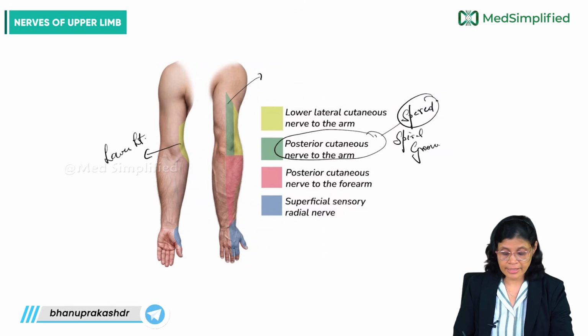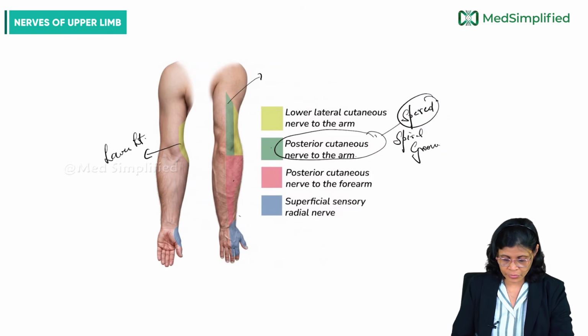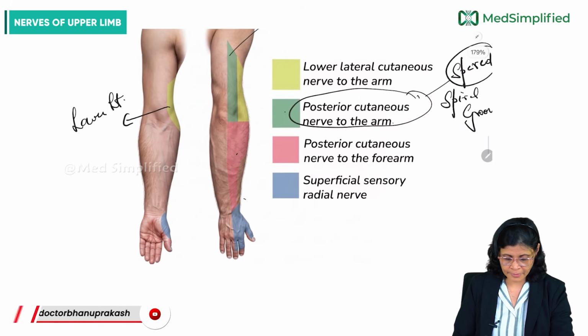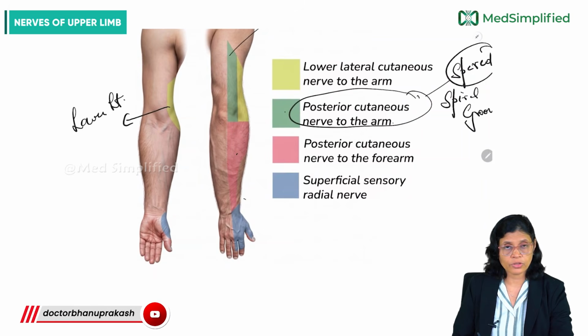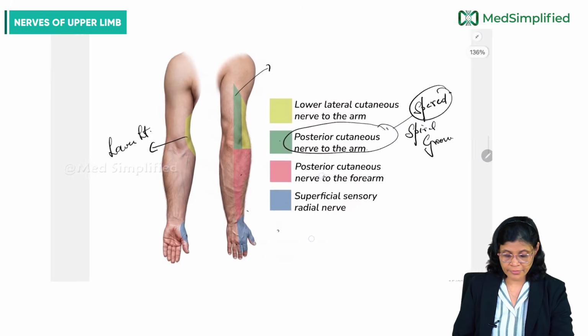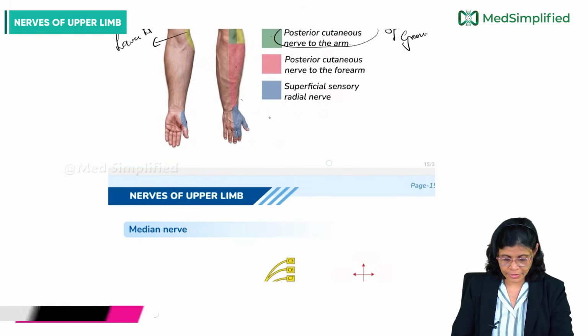But if it is in the axilla, then this cutaneous distribution is also affected. Then the rest of them are all affected: the posterior cutaneous nerve of arm and the superficial sensory radial nerve, which supplies the skin over the dorsum of the hand, a little portion near the base of the thumb, the dorsum of the hand, the lateral part, as well as the lateral 3.5 digits. So all of this is affected in the radial nerve injury.